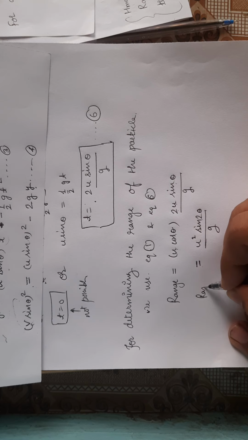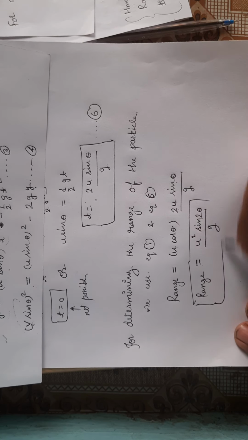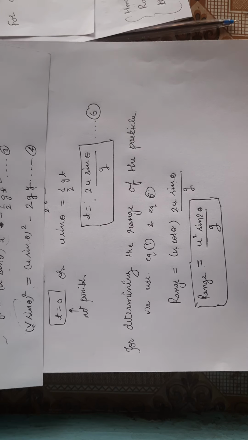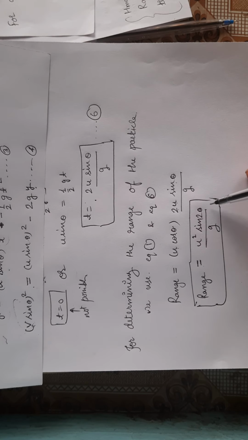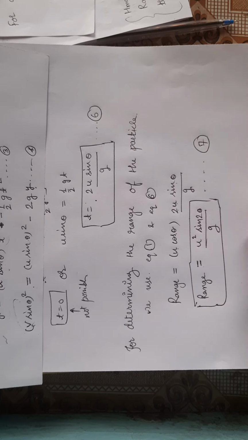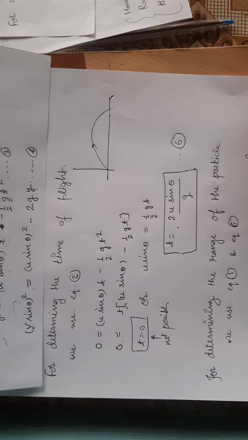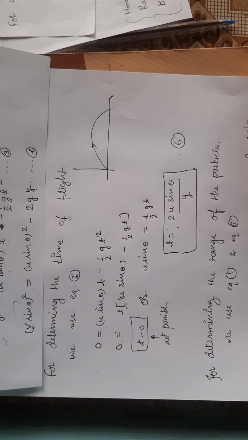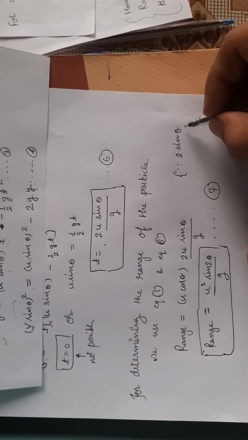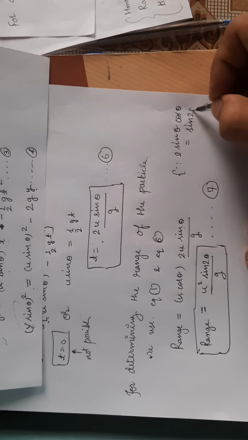So for the range, we get our answer. The range of our particle is u square sin 2 theta over g, which we take as equation number 7. Here we know that 2 sin theta cos theta is equal to sin 2 theta.